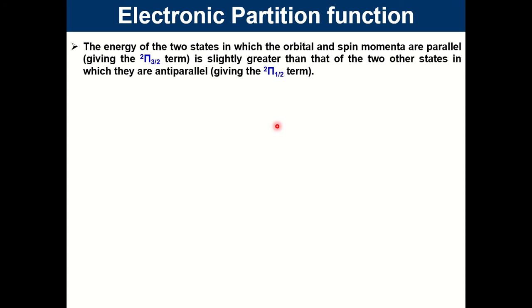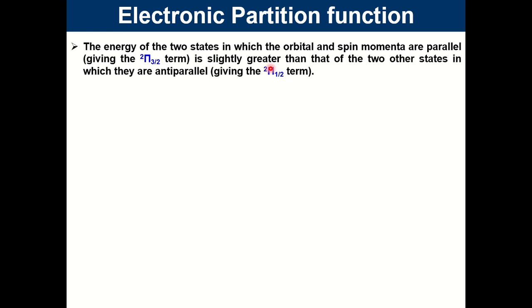In most molecules, at room temperature the electronic partition function is equal to 1. This is a special case that we are discussing, where the ground state is degenerate and the separation between energy levels is so low that the higher electronic state can be accessed at room temperature.